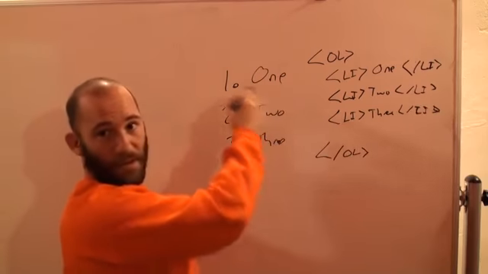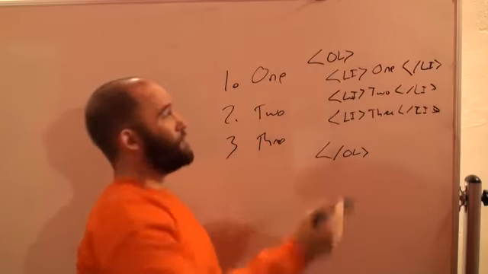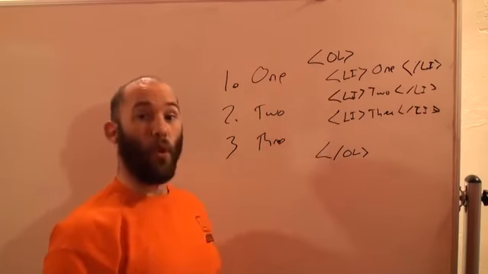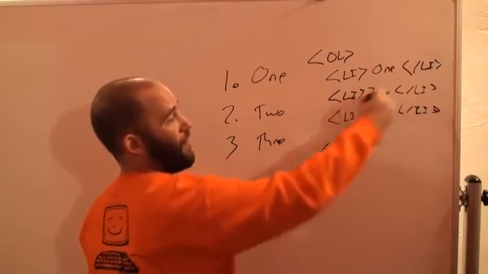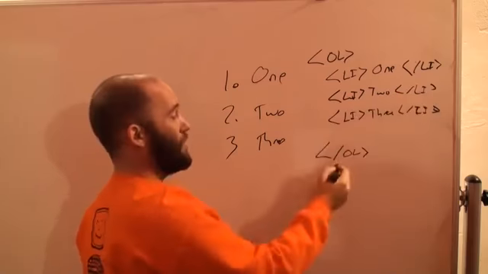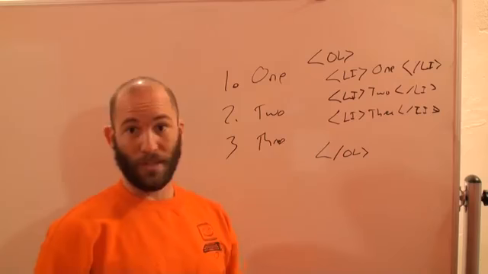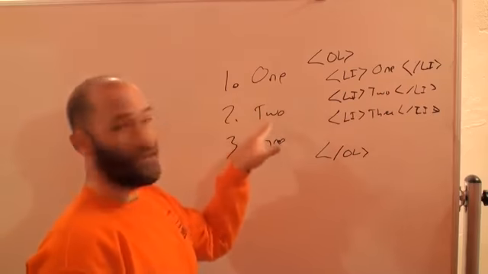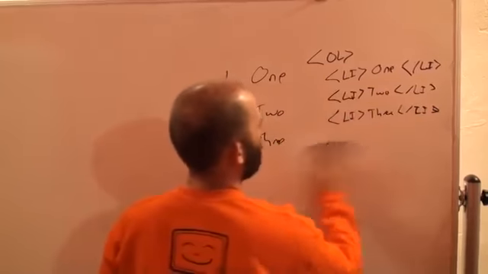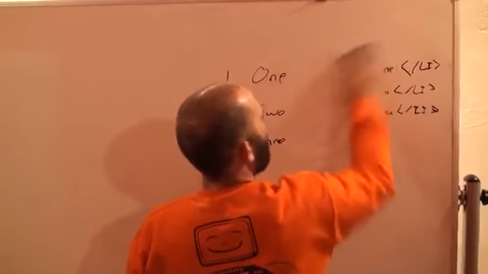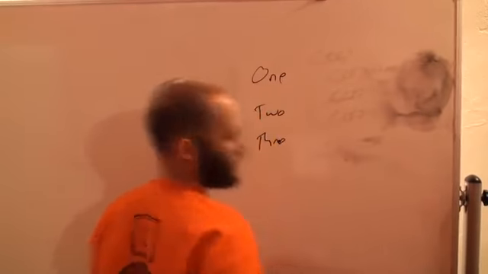So, if you wanted to create a 1, 2, 3 list, you would open your list with an OL for ordered list. You would do LI 1, close LI, LI 2, close LI, LI 3, close LI, and then you would close the entire list with slash OL. This would give you a 1, 2, 3 list. Pretty simple.